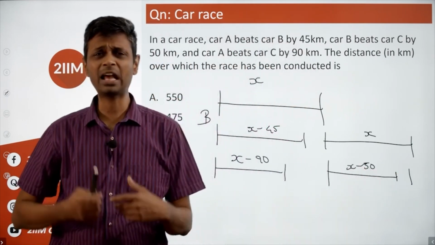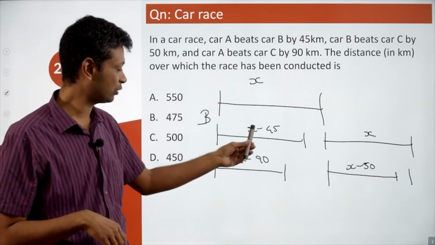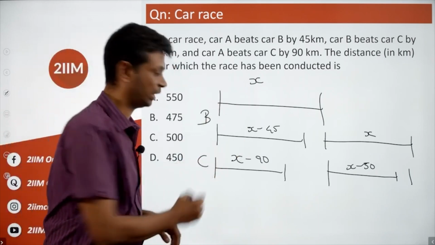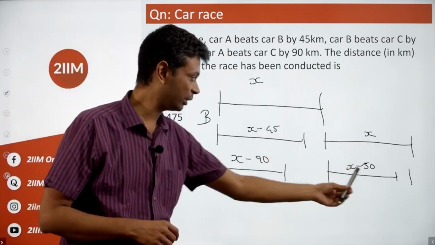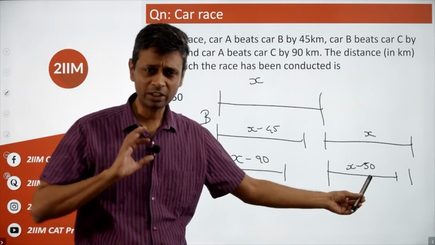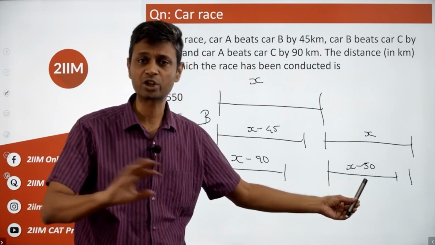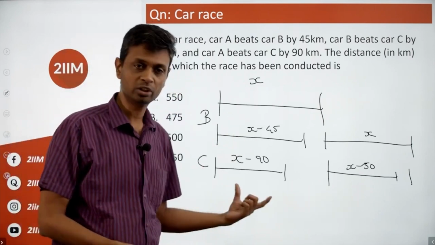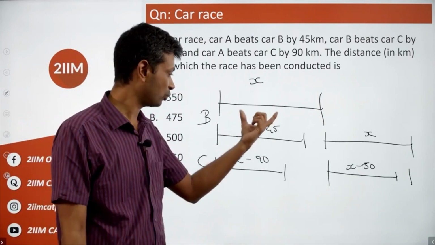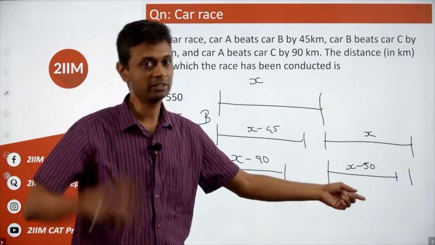Very interesting. It becomes a classic ratios question. The first context: when A does x, B does x minus 45, C does x minus 90. When B does x, then C does x minus 50. Very simple, the only thing we need to think about is ratios, nothing more than that. The ratio of distance covered between B to C is always the same. So x minus 45 by x minus 90 is x by x minus 50. Cross multiply, simplify if you're through.